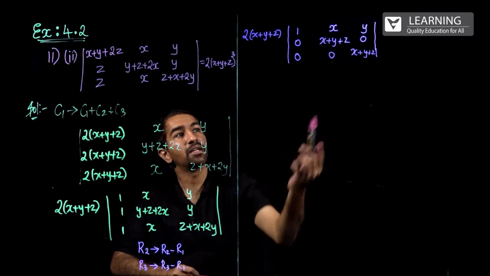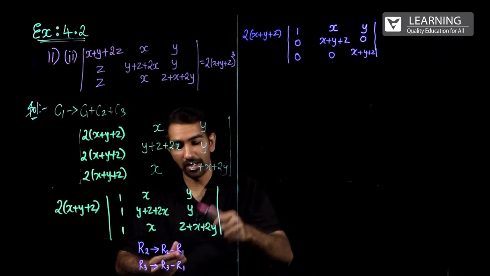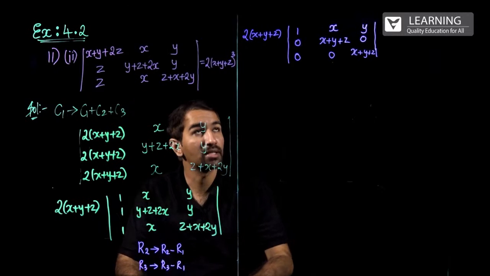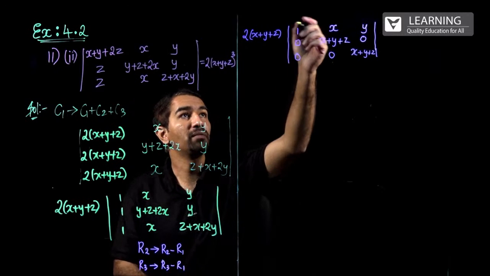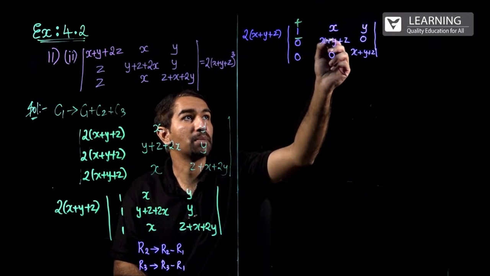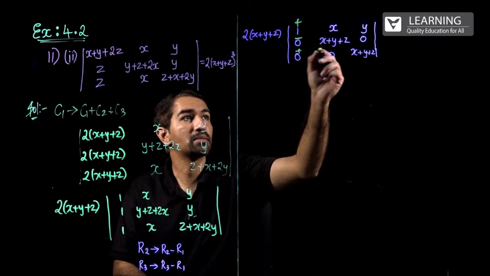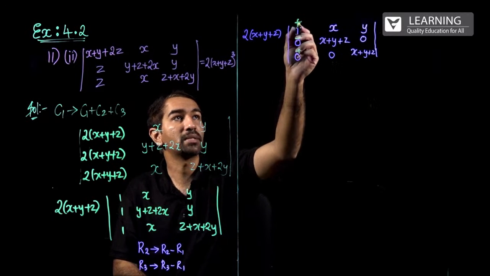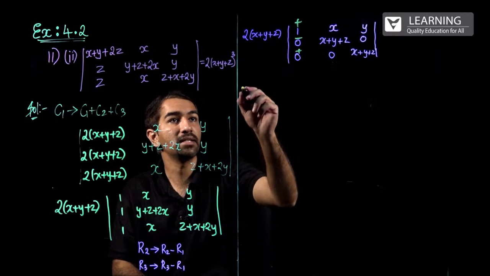You can expand the determinant with respect to any row or column. So let us expand here with respect to the first column only. Before we expand, we have to write the cofactors: plus, minus, plus, minus, plus, minus, plus, minus, plus. So we'll expand with respect to the first column, and write this as it is.